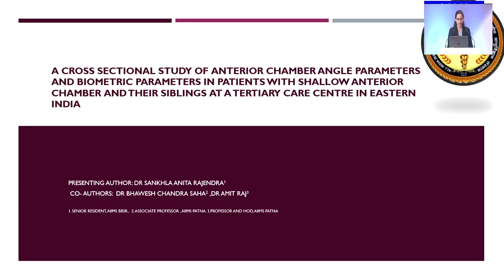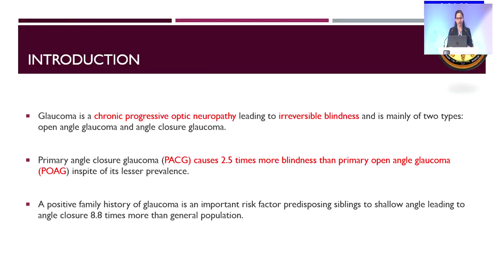Good morning, all. My paper presentation is on a cross-sectional study of anterior chamber angle parameters and biometric parameters in patients with shallow anterior chamber and their siblings at the tertiary care center in Eastern India. Glaucoma, as we know, is a chronic progressive optic neuropathy leading to irreversible blindness and mainly is of two types, open angle and close angle. However, close angle glaucoma leads to 2.5 times more blindness compared to primary open angle glaucoma. And a positive history of glaucoma is an important risk factor which predisposes siblings to angle closure 8.8 times compared to the normal general population.